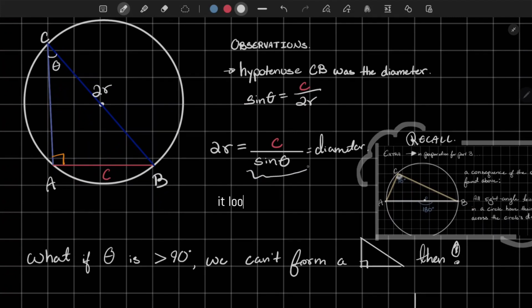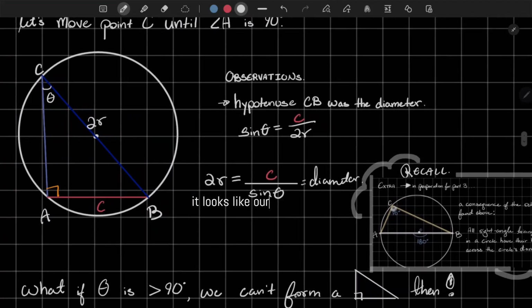Which already looks suspicious, but before we keep going, is this conversation even relevant? Right? Because theta could be greater than 90, so we can't form a 90-degree triangle. For that, let's refer to this animation just to give us some sort of basis.